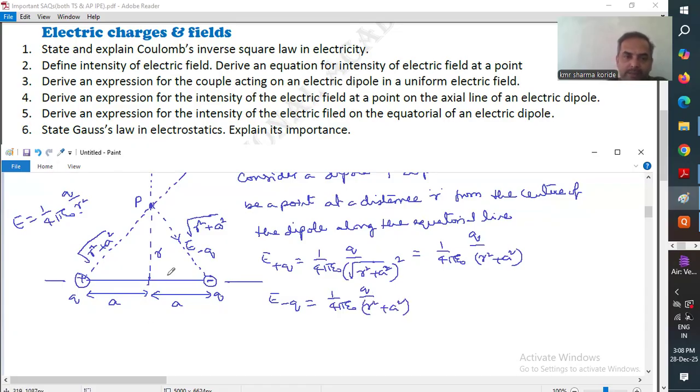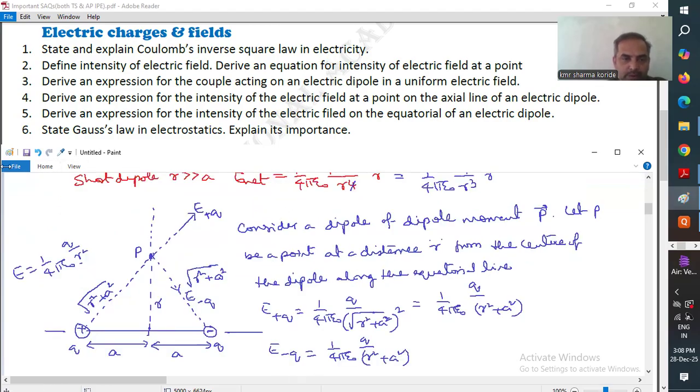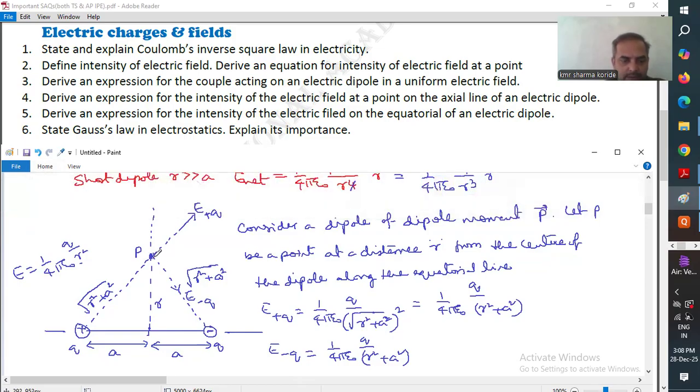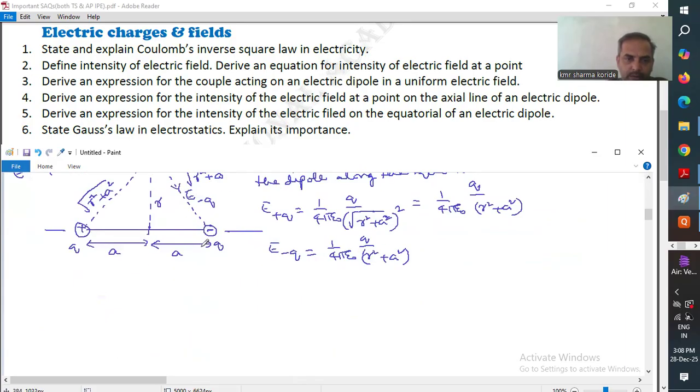Now the basic thing is, here there will be two components for the fields due to positive and negative charge. So here itself I am trying. Along this direction net field acts. So once again I am drawing here. So this is the direction of intensity due to positive charge.